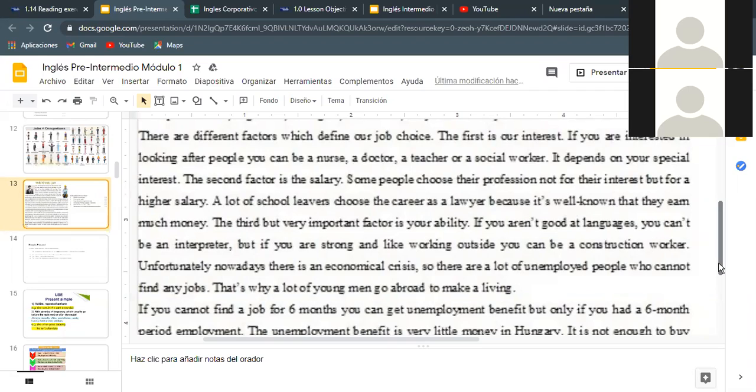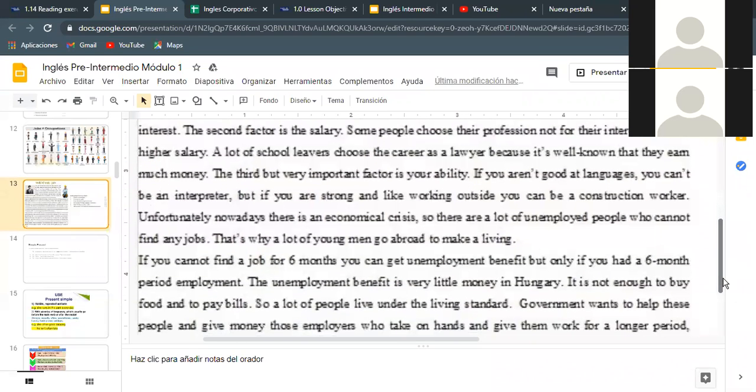Second factor is the salary. Some people choose their profession not for their interest, but for a higher salary. A lot of school leavers choose their career as a lawyer because that they earn much money. Thank you. Edith Ramirez.